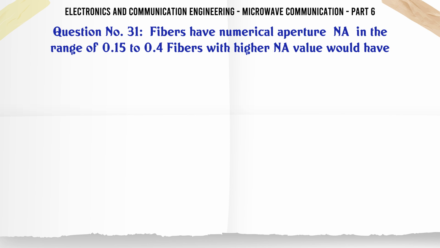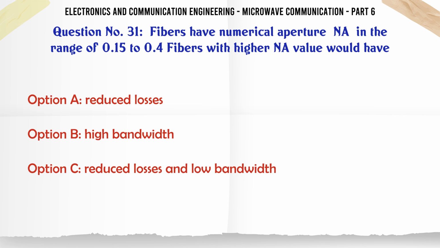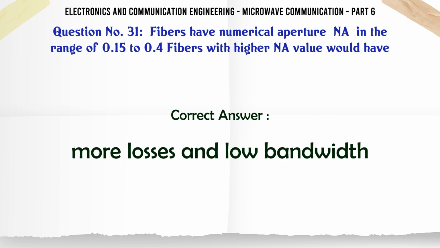Fibers have numerical aperture NA in the range of 0.15 to 0.4. Fibers with higher NA value would have A: reduced losses, B: high bandwidth, C: reduced losses and low bandwidth, D: more losses and low bandwidth. The correct answer is more losses and low bandwidth.